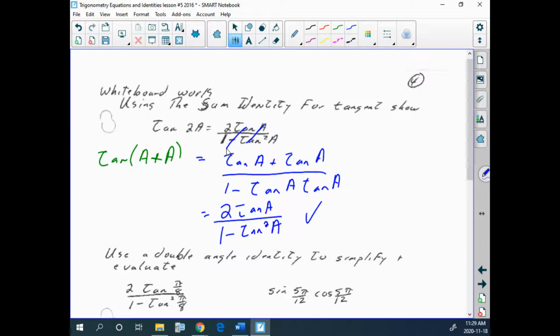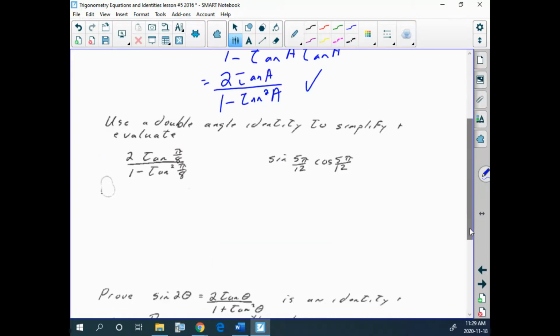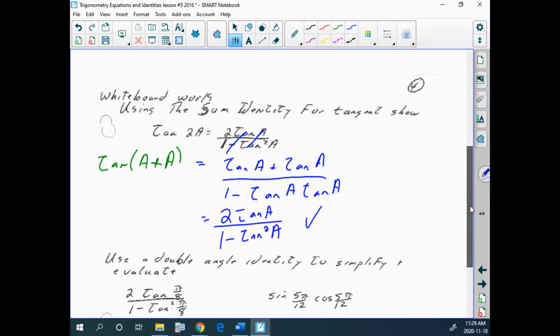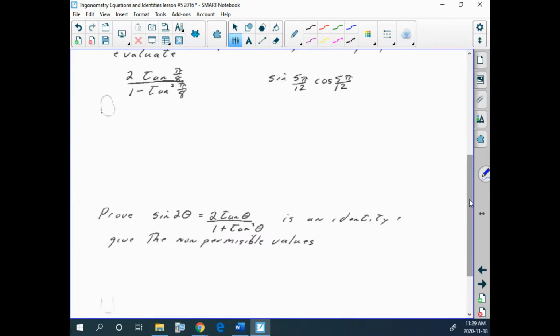If you're given an angle, as I'm going to do in a minute, find an angle, then give me the double for it. Have to do it this way. I'd like you to evaluate these two statements and write them as a number in both cases.